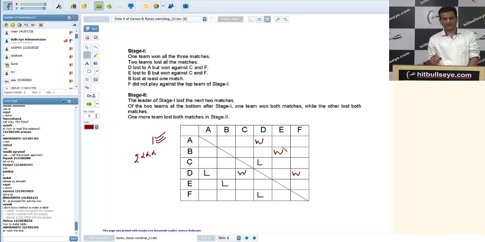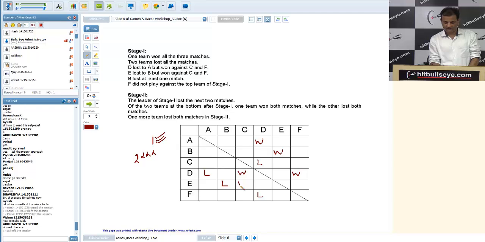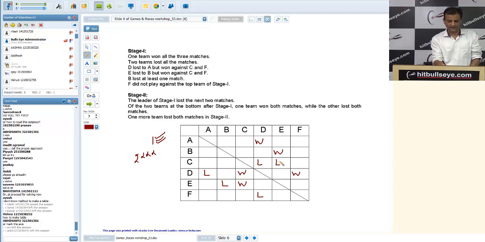E lost to B but won against C and F. E won against C, W, and C has lost against E. E also won against F. Here it is W, and F has lost to E, I have written here.